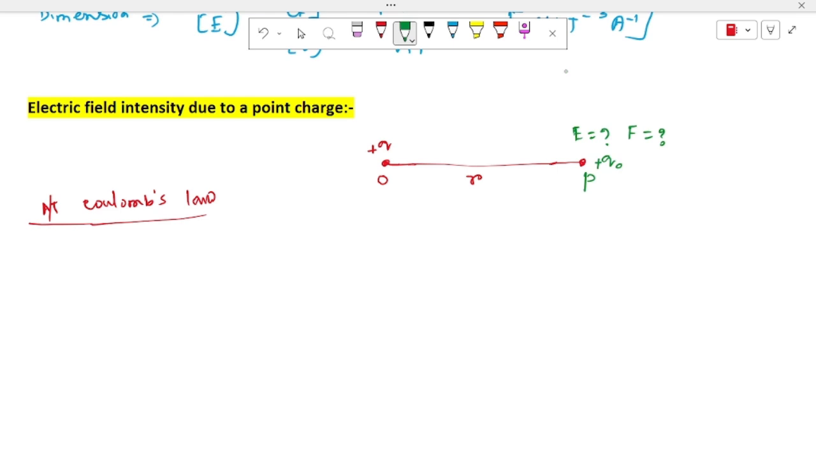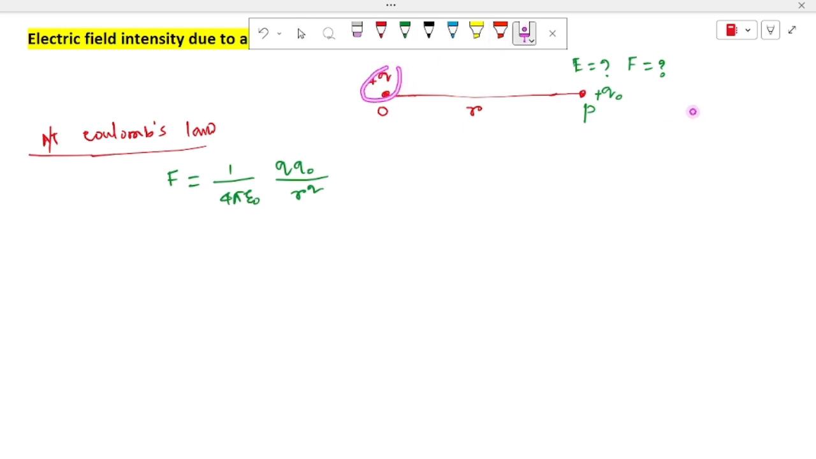According to Coulomb's law, we know the force between these two charges is F equal to 1 by 4 pi epsilon naught Q Q naught by r square. This is the expression of force between the charges plus Q and plus Q naught separated by distance r. So the expression of electric field will be simply force divided by the test charge, which is equal to 1 by 4 pi epsilon naught Q by r square. The unit is Newton per Coulomb, and the unit of force is Newton.